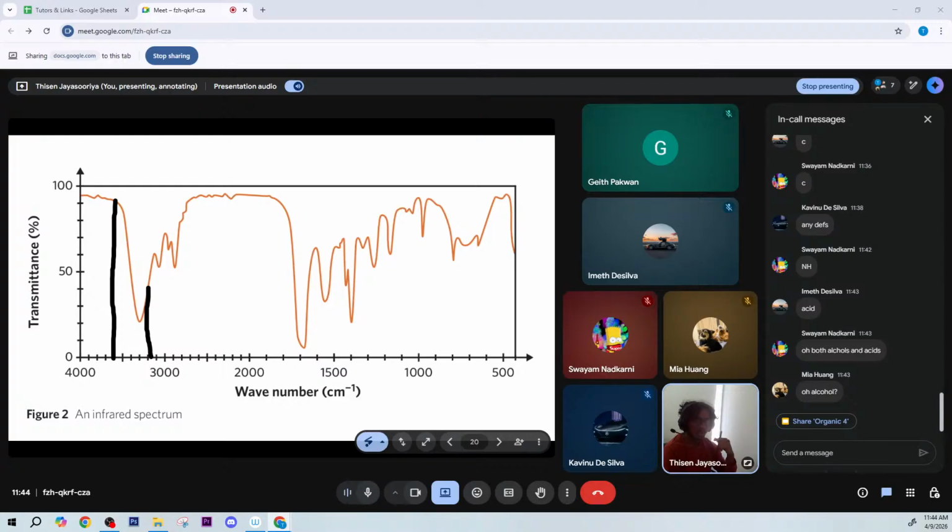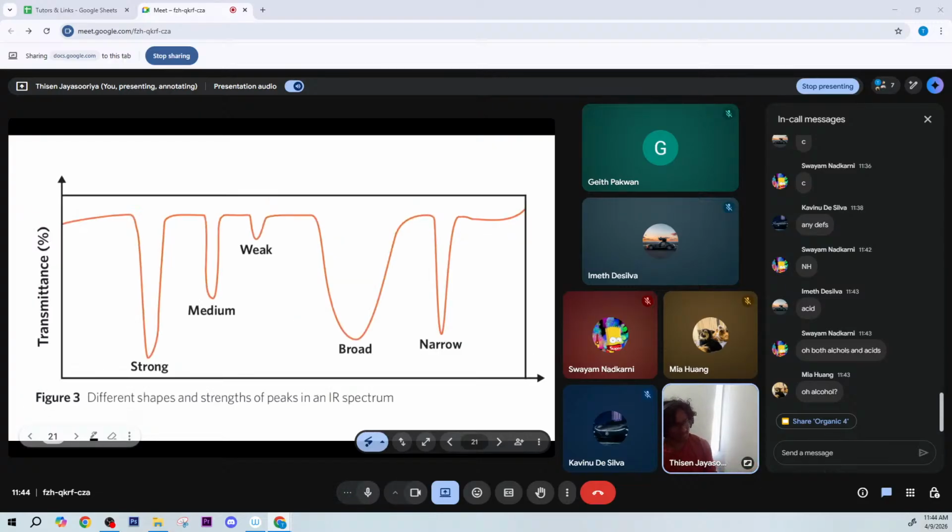And it's not an N-H acid, it's not an OH acid, yeah? Because the OH acid peak is so much broader, yeah? It's huge, it's massive. So, these are just some of the things that we're going to look for.